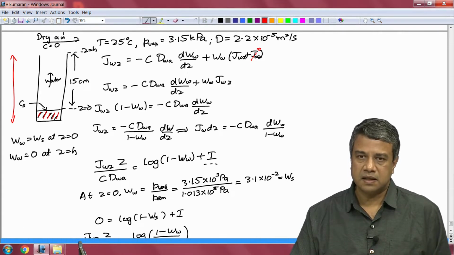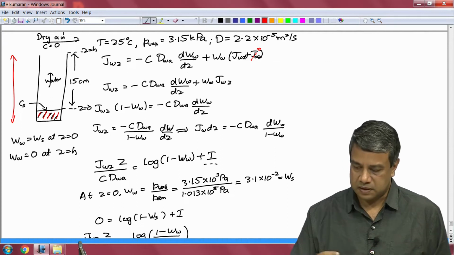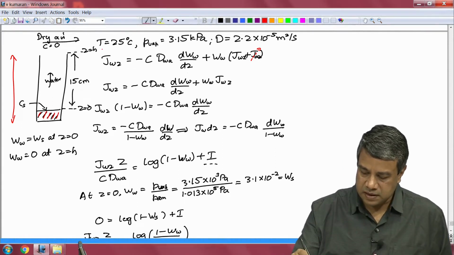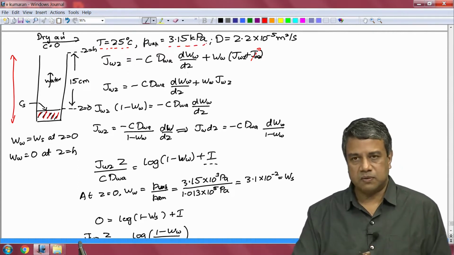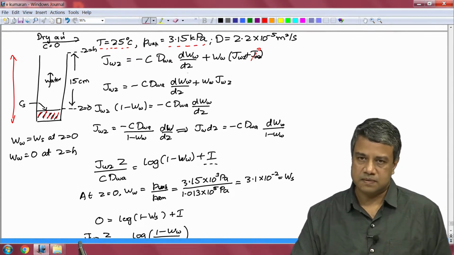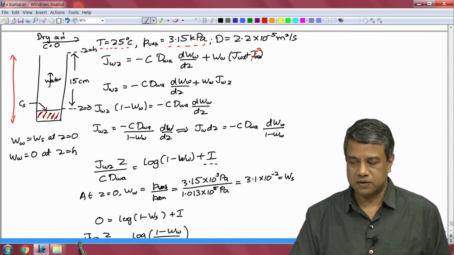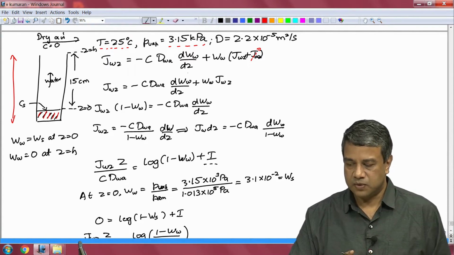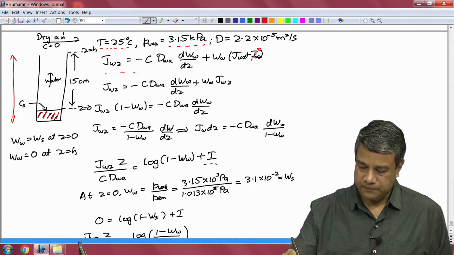Assume that dry air is flowing on top, so that the concentration is equal to 0, and the concentration at the bottom is given from the vapor pressure. At 25 degrees centigrade that we are considering, the vapor pressure is about 3.15 kilopascal. That comes from thermodynamics tables, and the diffusion coefficient we have assumed is 2.2 times 10 to the power minus 5 meter square per second. Equation for the flux of water.